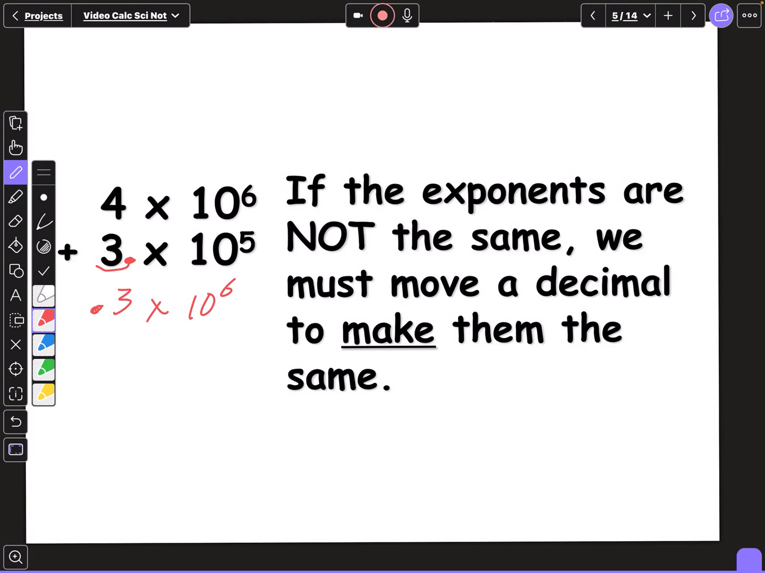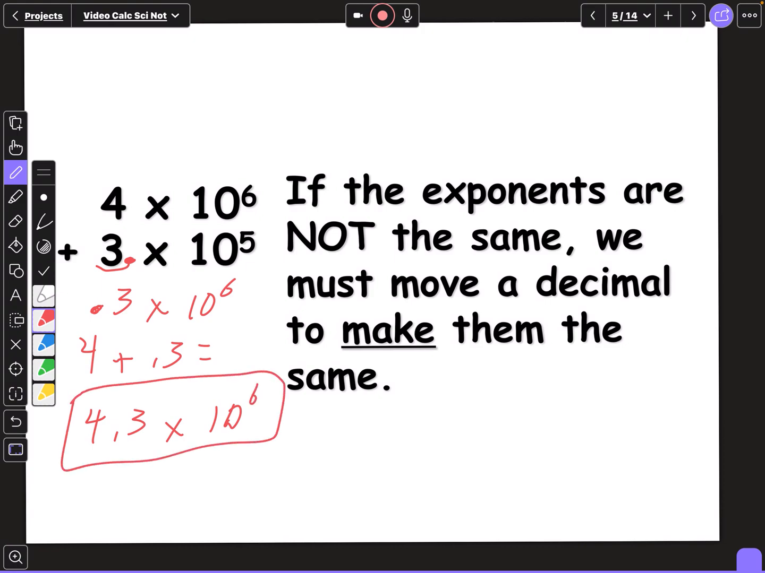Now I can add these numbers. So I can take 4 plus 0.3, which is going to be 4.3, and then my exponent is going to stay the same, times 10 raised to the 6th power, and that would be my answer. So I always pick the one that's the lesser exponent, move my decimal to the left, and make that exponent match up with the other one.